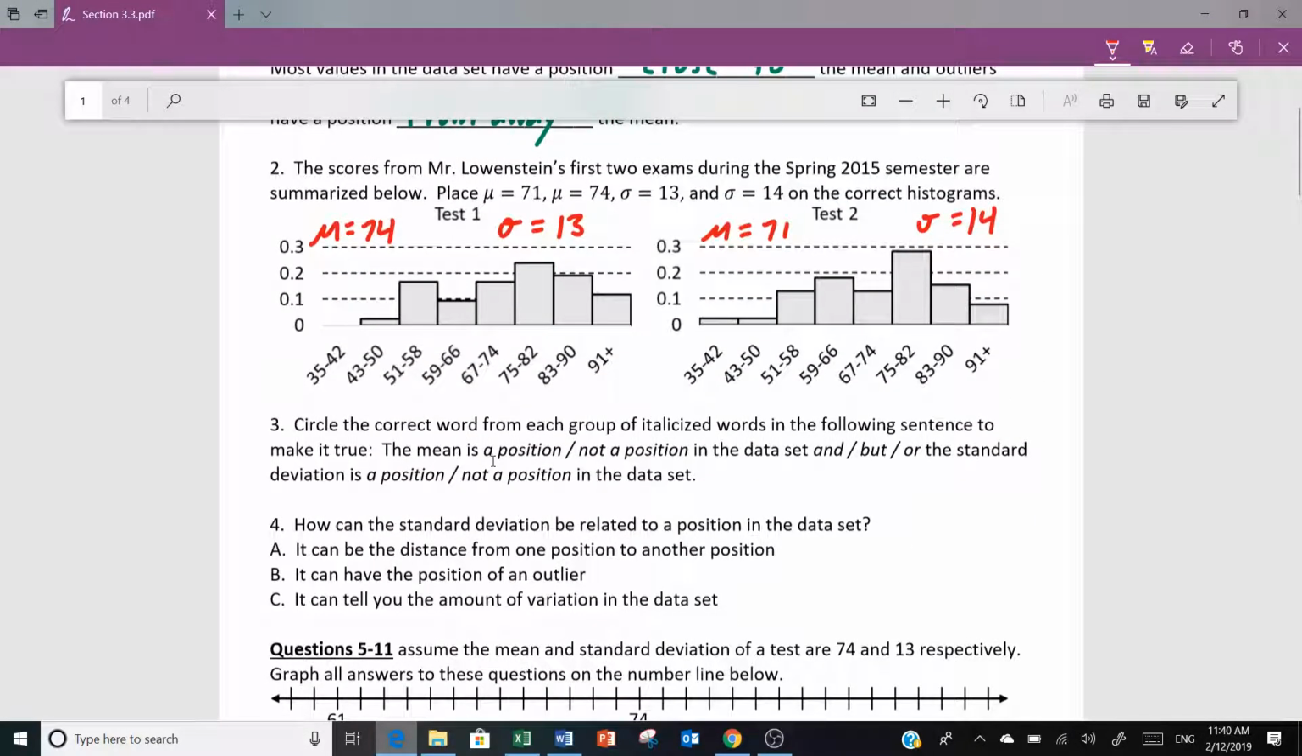Now, let's see if we can do number 3. Perhaps the mean is a position. We already talked about that. I don't want to answer it because we have to finish the sentence right here to say, is the mean a position? We already kind of mentioned that in a previous sentence. What about the standard deviation? Is the standard deviation a position in the data set? Let's go ahead and fill these in. Again, we can work with our groups.